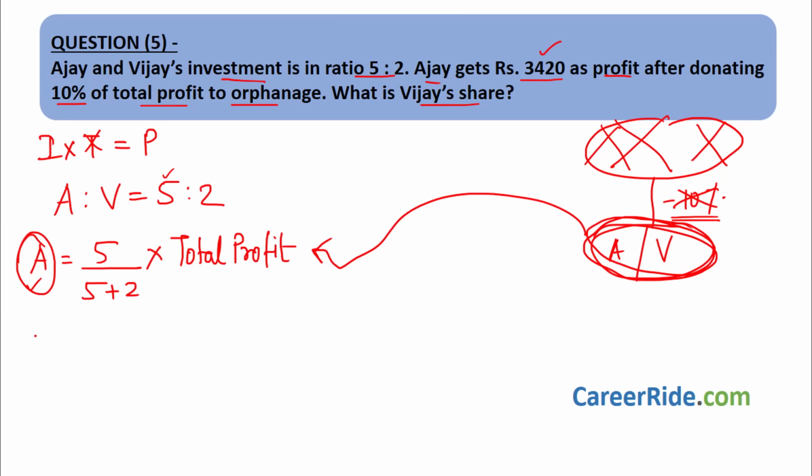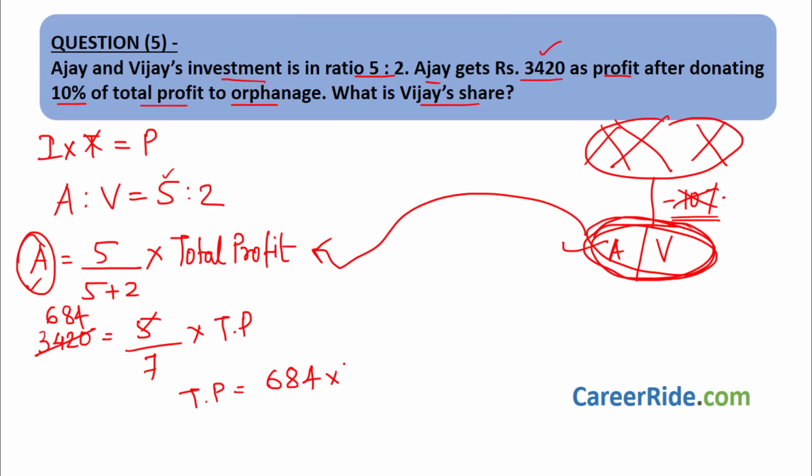So Ajay's share we know is 3420. That would be 5 upon 5 plus 2, which is 7, into total profit. So what is the total profit over here? 5 6s are 30, 42, 5 8s are 40, 2, 684 into 7. So the total profit would be 684 into 7 rupees. Now what do they want? They want Vijay's share. What would be Vijay's share?